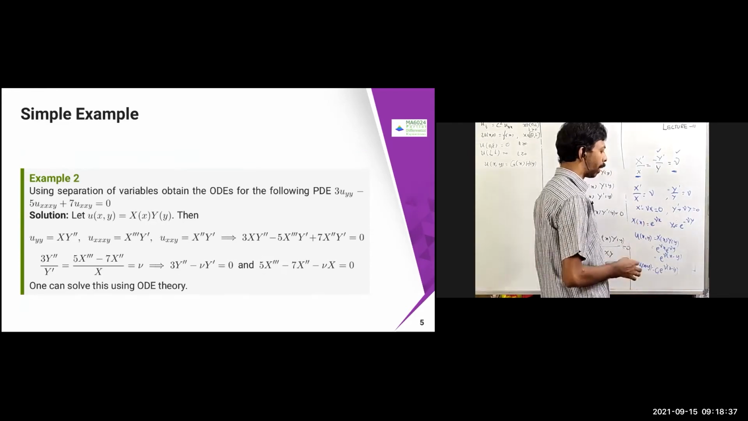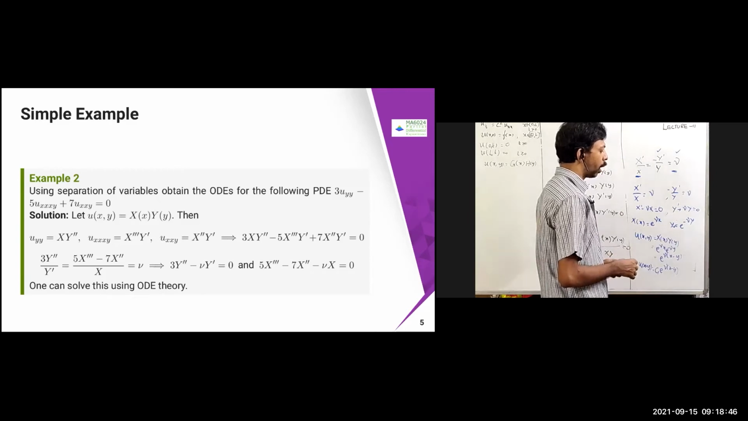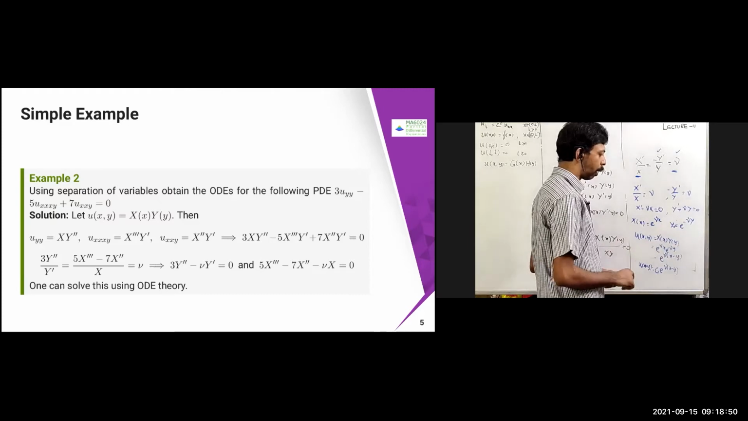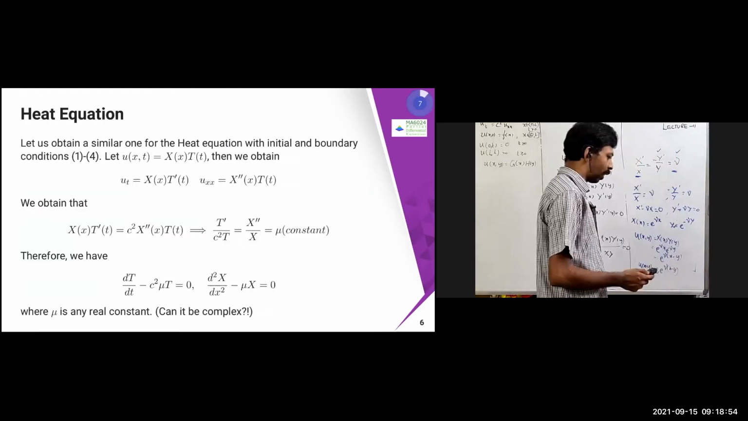Now this second problem, I will leave it to you as an exercise. What you need to do is, using separation of variables, you can solve this problem, 3u_yy minus 5u_xxy plus 7u_xy, and then you can obtain the solution for this one. So this part I leave to you as an exercise to explore.